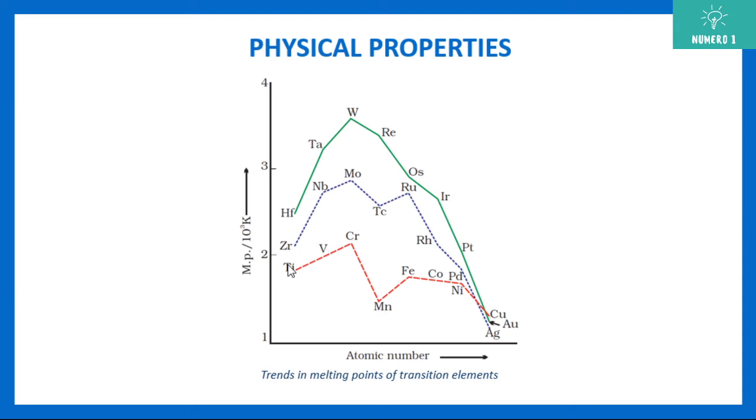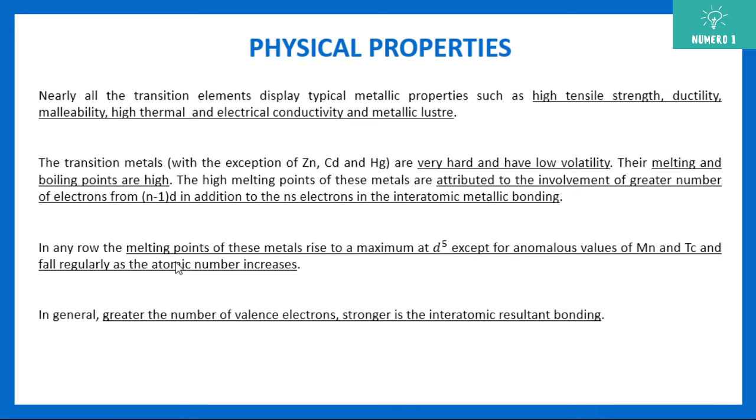If you see, this is the trend. The trend says that the melting point rises up, with some exceptions of course, and then it falls down. Again, here you can see the third series, it rises up and then falls down. So in a row, the melting point of the elements rises to a maximum at d5. Then, except for some anomalies of Mn and Tc, which we have seen, it falls down. As you go ahead, the melting point increases and then it decreases.